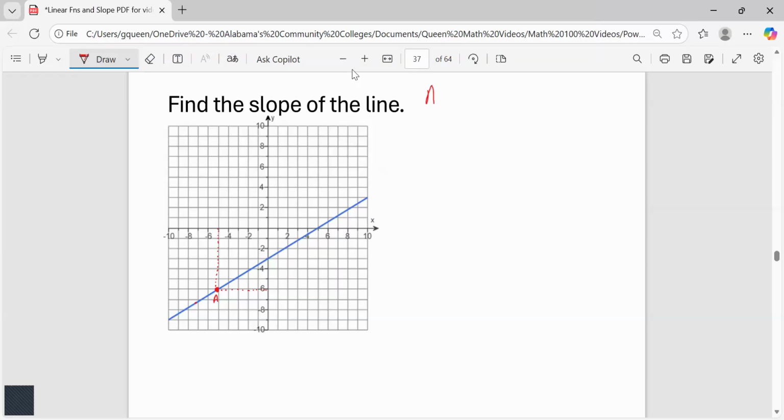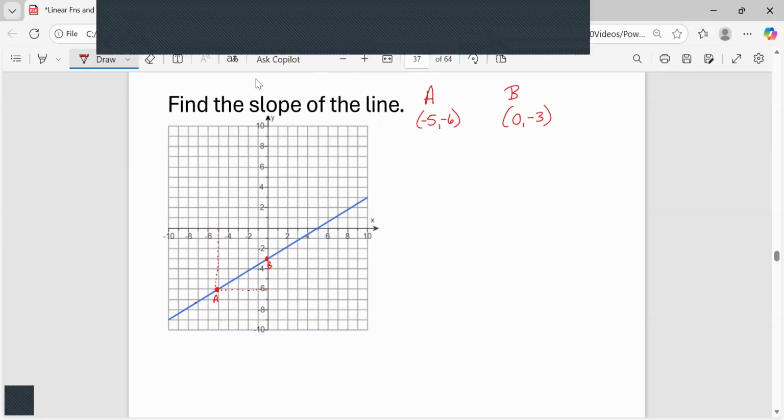So point A has coordinates (-5, -6). I pulled that from the graph. I just looked for a point that I could easily see the coordinates for. And I noticed that right here is another point that's really easy to see the coordinates for. The x coordinate is 0 and the y coordinate is -3. So I'm going to call that point B. X is 0, y is -3.